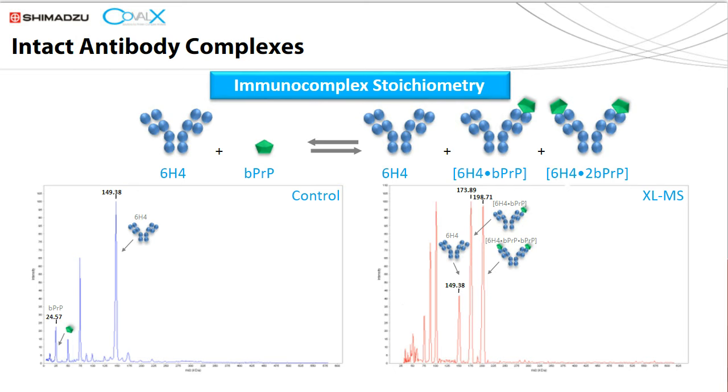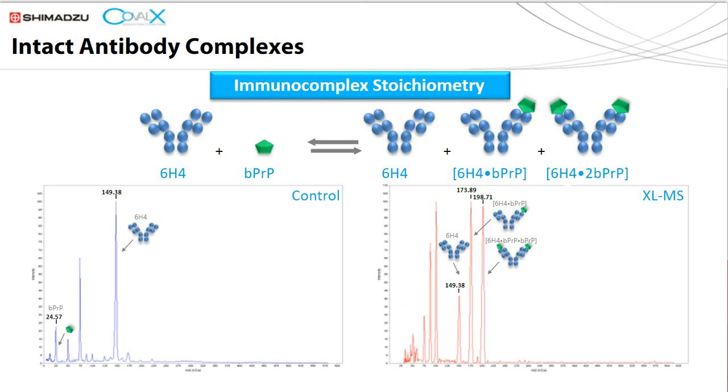Here we have a basic interaction between an antibody, 6H4, and its antigen, BPrP, bovine prion protein. In the lower left control spectra in blue, what we see is the antibody at 149 kilodaltons, and the antigen, in this case, at 24.5 kilodaltons. As mentioned, these two should be forming a complex, but when you conduct the MALDI experiment, the complex dissociates. So we use cross-linking chemistry, and that's what's shown on the right. It's after using cross-linking chemistry and measuring the complex directly.